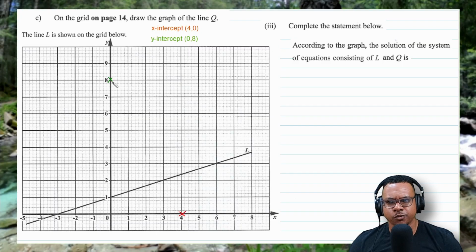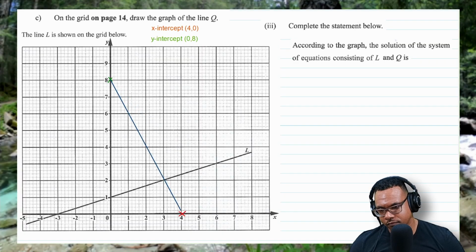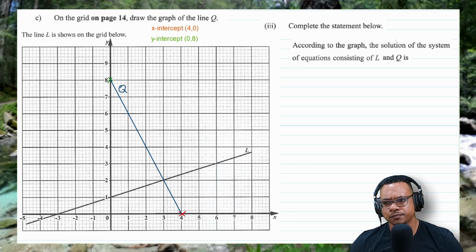And now what I'll do is take my ruler and draw a line connecting this positive 8 here with this positive 4 here. And I'll call this line Q. So here we have line Q intersecting with line L.